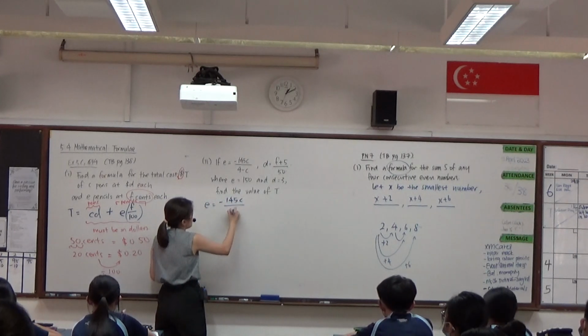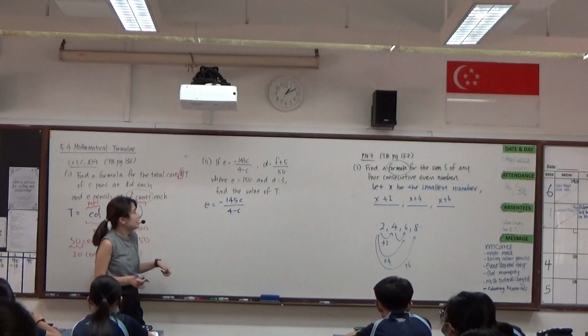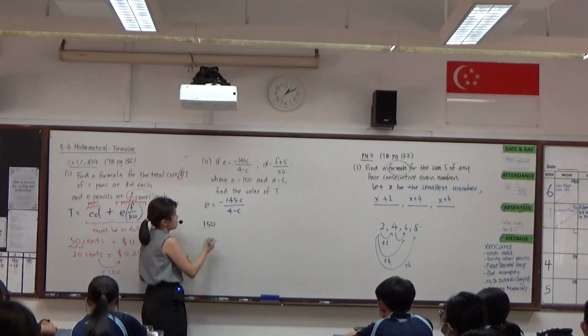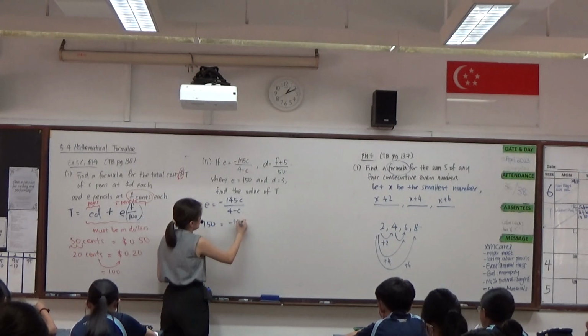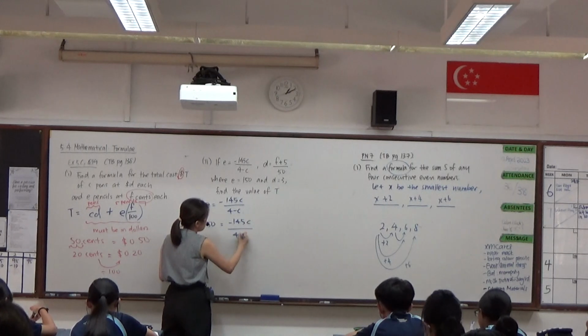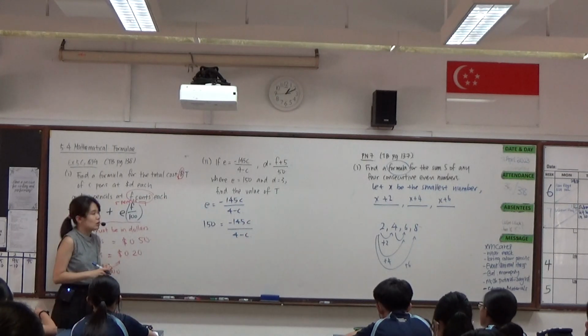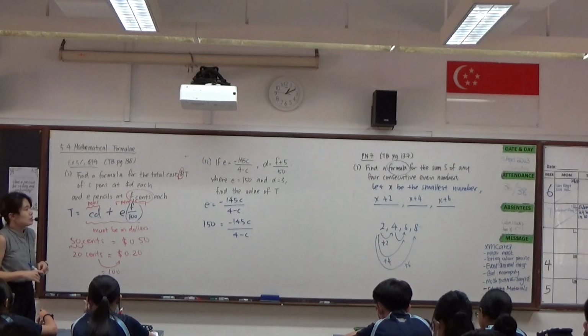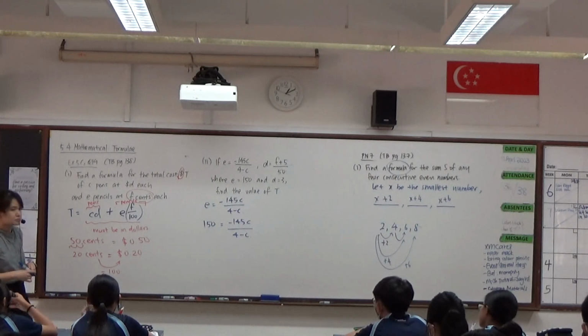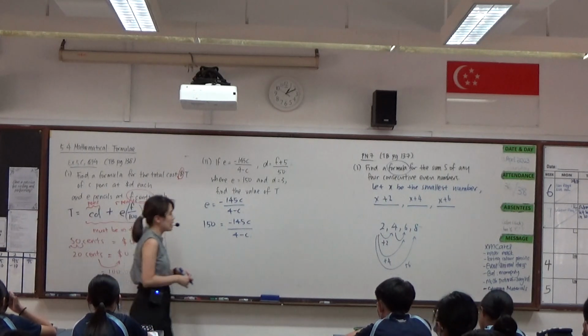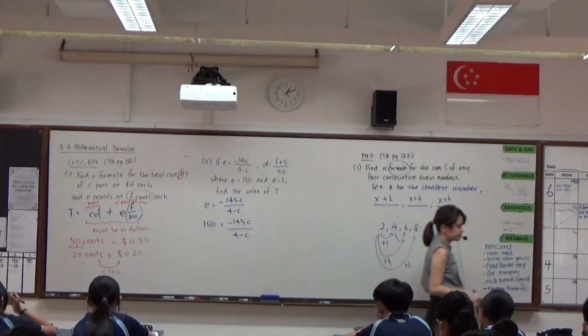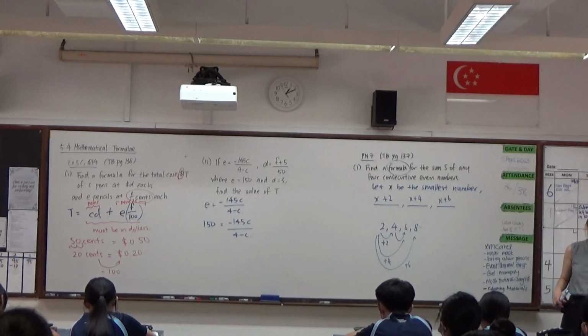Using this first formula, E is 150. C is something I want to find. Alright, so from here, how do I proceed next? What is my next step?